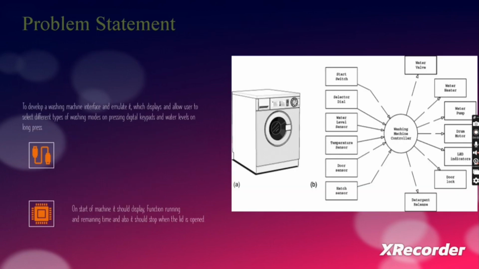Looking at the problem statement. These days we are using washing machines, and we are dependent on AI and so on. But to make daily life easy, we are developing an automatic washing machine using the PIC 16F877A microcontroller. We have tried it. Let's see.